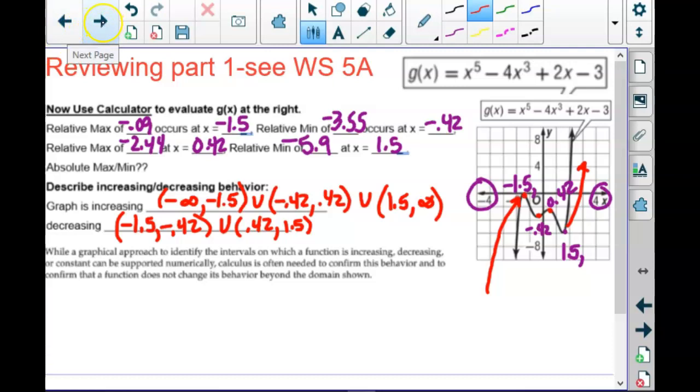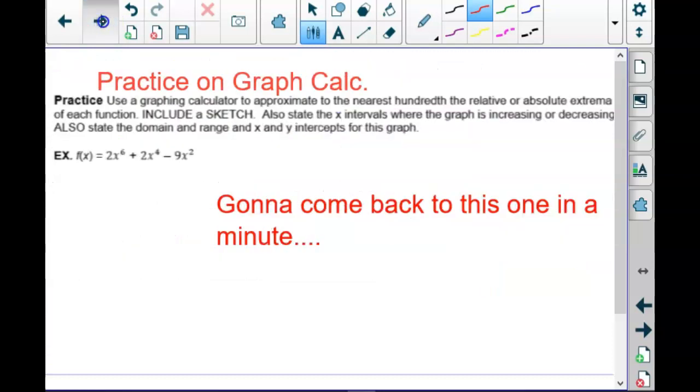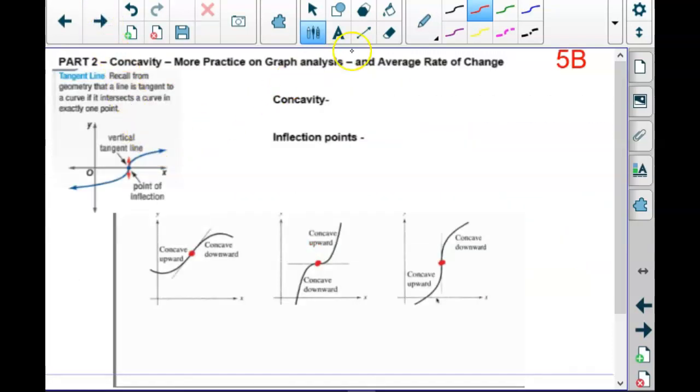We're going to skip the one at the bottom of the page right now and go on and talk about concavity, and then we're going to come back to that one. Concavity of a graph. First of all, concavity is based on an inflection point, and an inflection point is where the graph changes bend. It changes the concavity or bend in the graph.